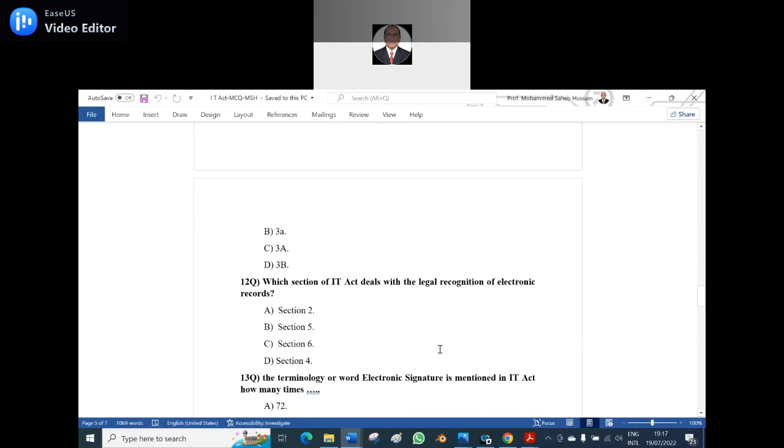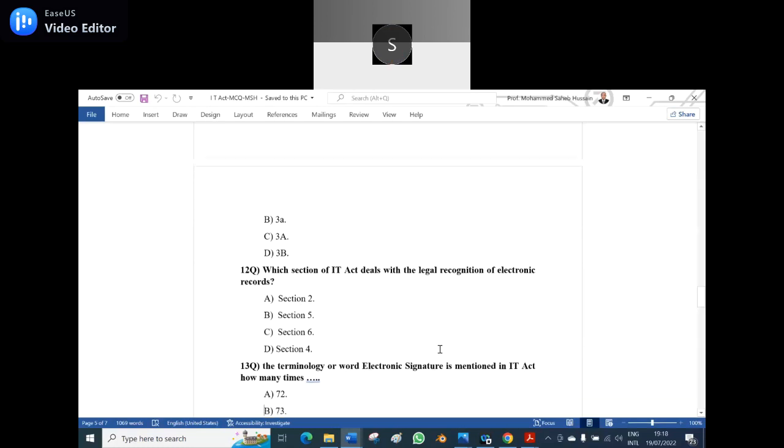The 12th question, which section of the IT Act deals with the legal recognition of the electronic records? Option A, section 2, option B, section 5, option C, section 6, option D, section 4. It's option A, section 2. No. Recognition of electronic records, the right option is D, section 4. Am I right? Okay, now don't forget, remember this.